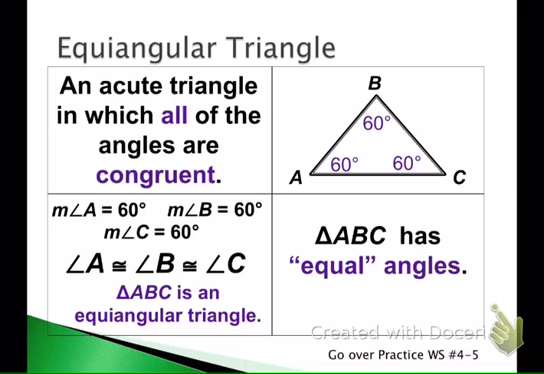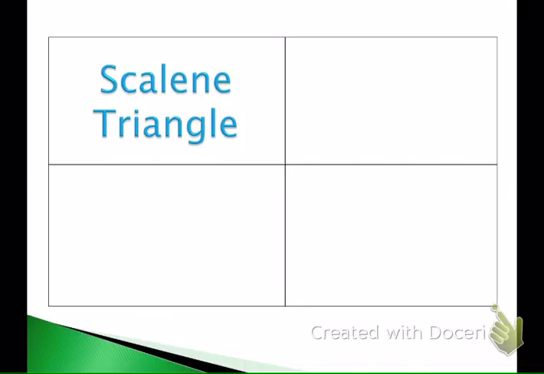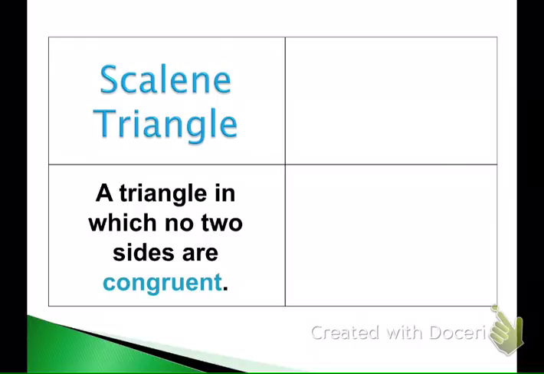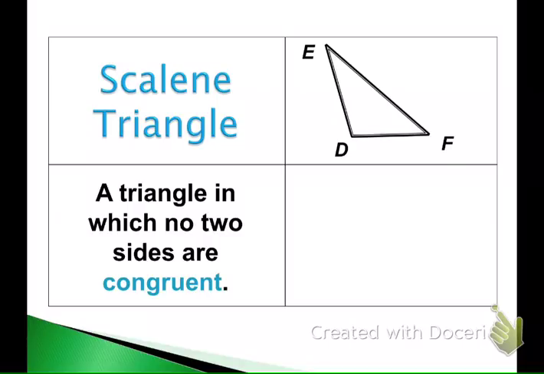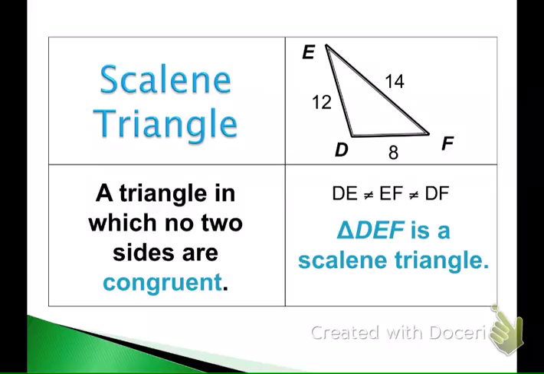So far, all of these triangles we've talked about, we've been classifying by their angles. Another way to classify triangles is not by their angles, but by their sides. The first classification is a scalene triangle. A scalene triangle is a triangle in which no two sides are congruent. So that means every single side is different. None of the sides are equal.